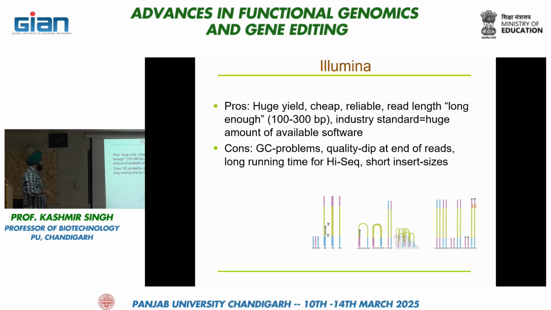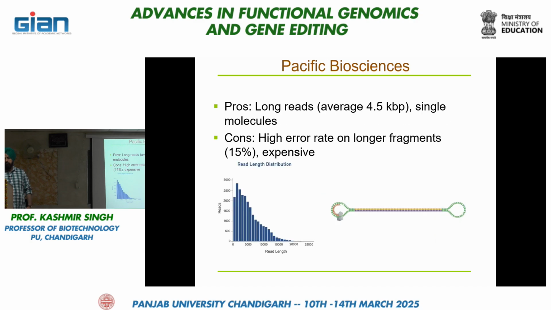Dipping of quality at the end of the reads is a problem with all sequencing platforms, not just Illumina. Sanger also does the same. Then there is the long running time for HiSeq. Now they have NextSeq and other sophisticated platforms, and short insert size. Still, when we are dealing with larger genomes, we may require longer reads.